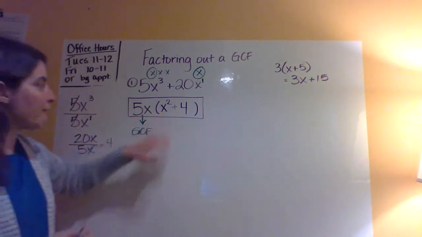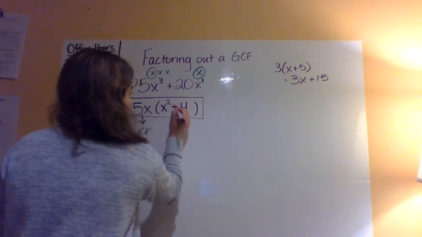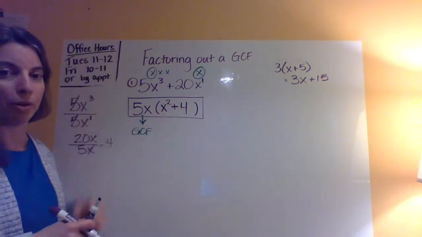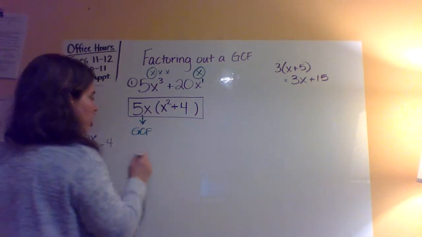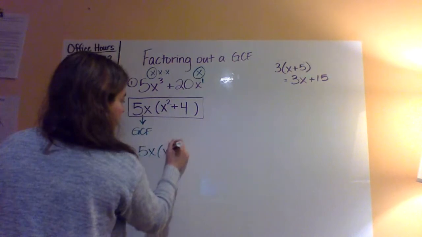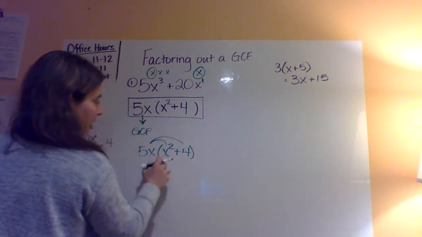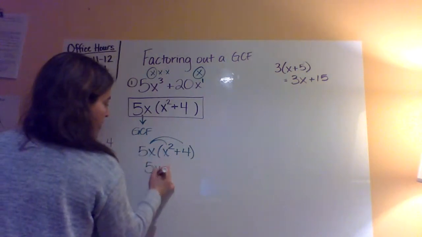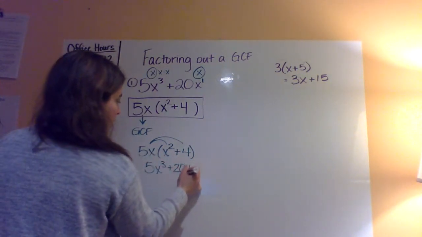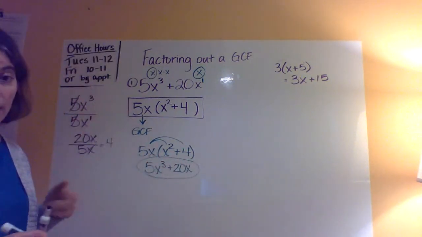I can tell that I factored all that I can here. I took out the greatest common factor, not just any common factor, because there's nothing that these two have in common anymore. So again, to check it, as we talked about while we were doing it, I'm going to distribute. So 5x times x squared is 5x to the third. 5x times 4 is 20x. And this matches what I started out with, so that's good.